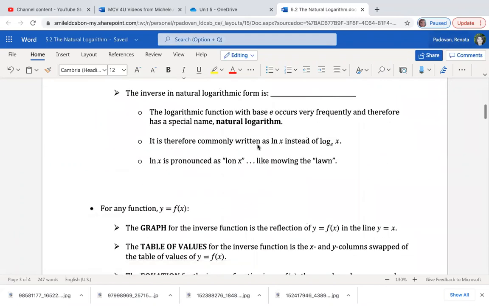So it is therefore commonly written as ln of x instead of log base e of x. Just like I said here, it's pronounced like mowing the lawn, but that's how it's actually spelled.